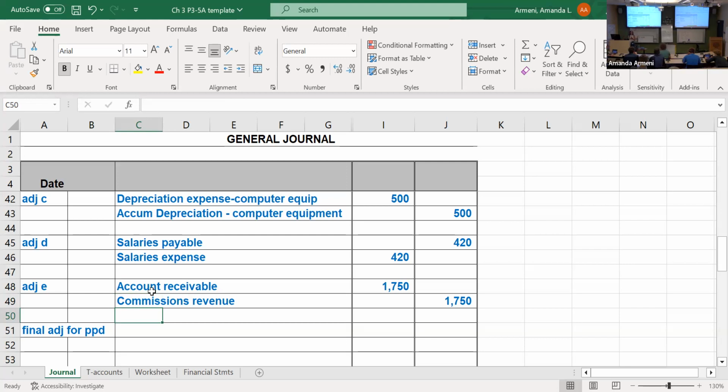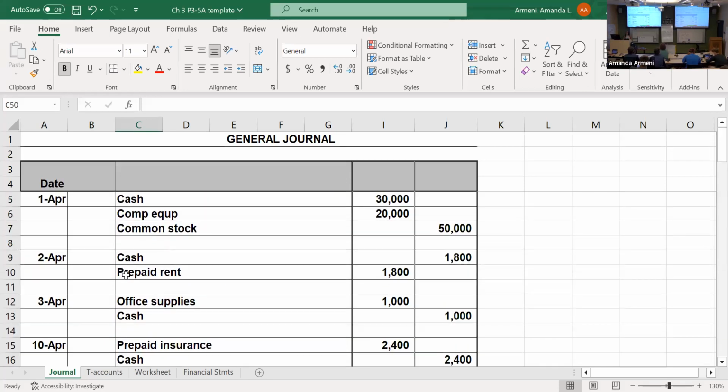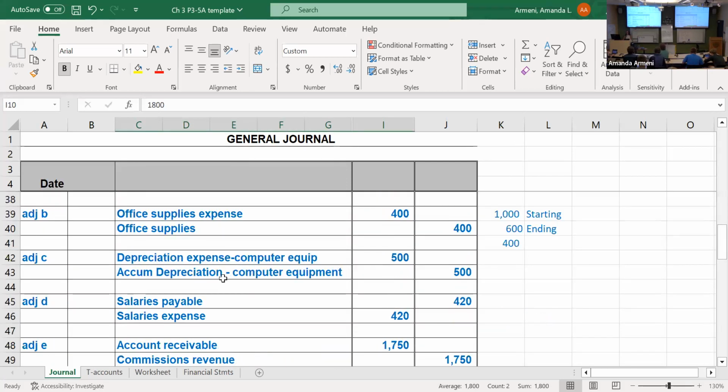And finally, not in the book, but what I'm asking you to do is to think back to that prepaid rent because we have to adjust for it. On April 2nd, sorry, we had prepaid rent, and that was for the month of April. But now the month of April is done, right? So what about that prepaid rent? What adjustment do we need to make to this prepaid rent amount at the end of the month?